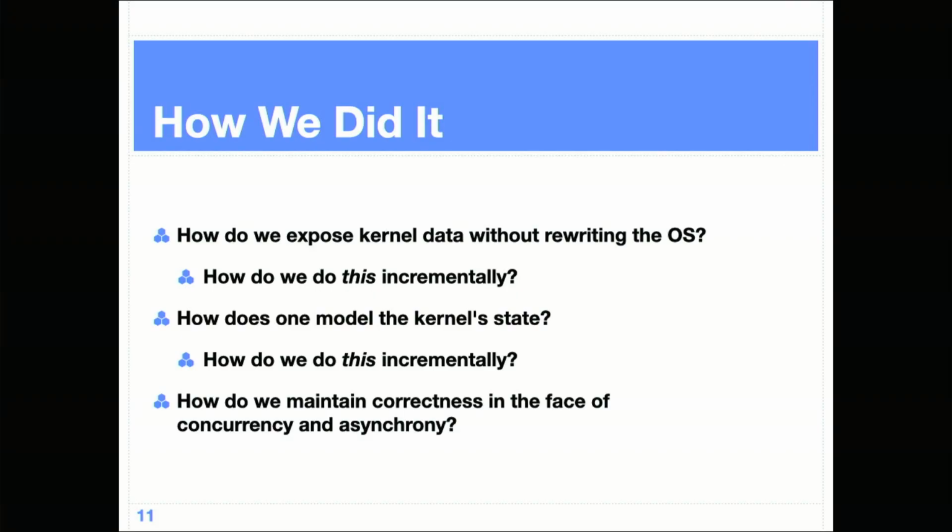So we wanted to be able to do this incrementally. We wanted to be able to go table by table, data structure by data structure. How do we model the kernel state? You look at the state of an operating system kernel, and the only way to model it is to ask a person, which turns out was me. Hey, GNN, how does that work? And then do it incrementally. And then here's the hard part.